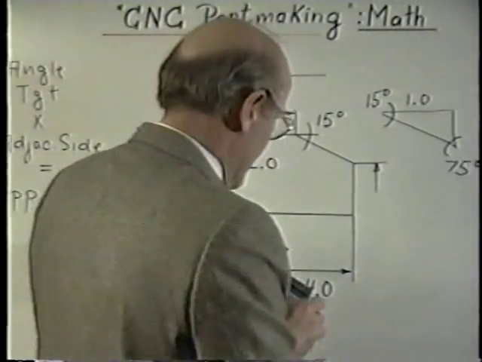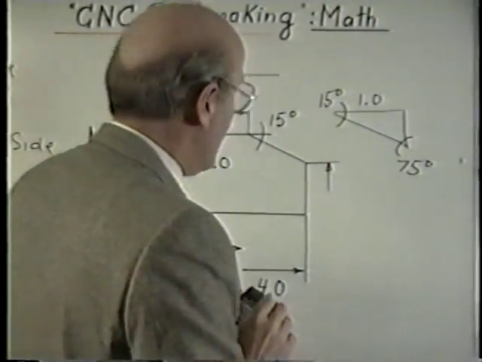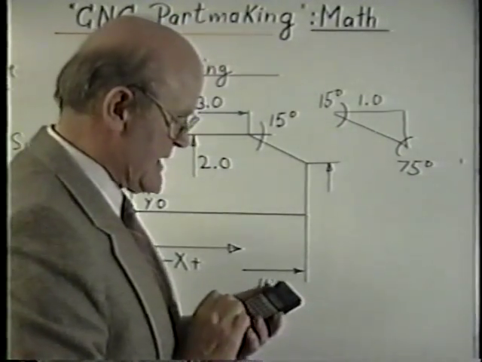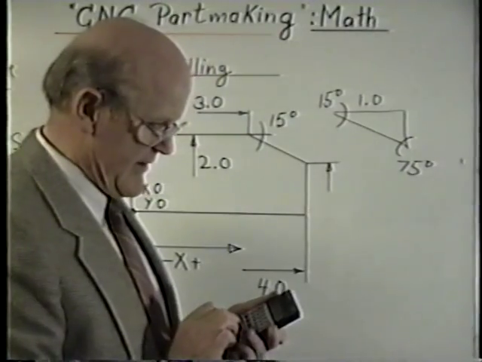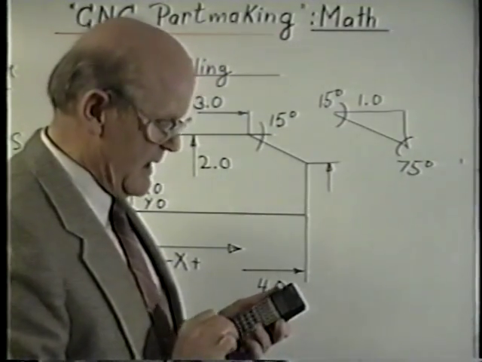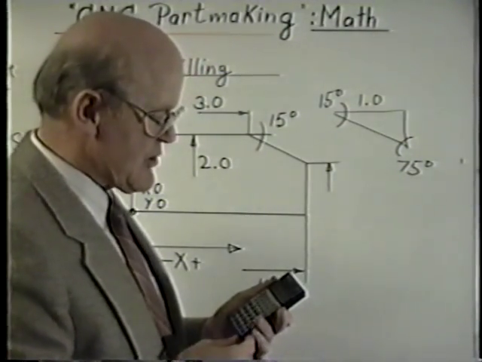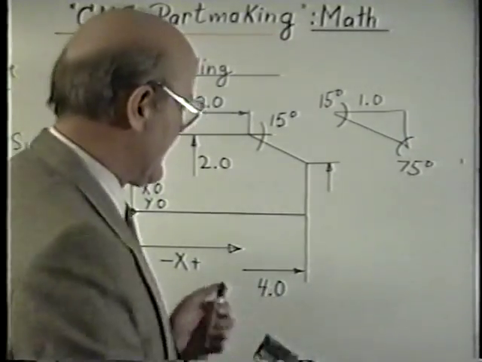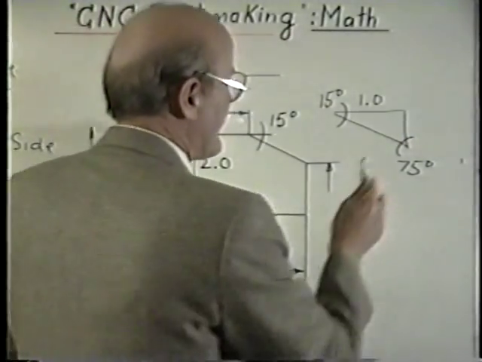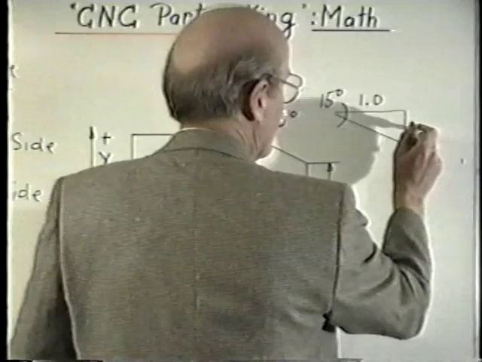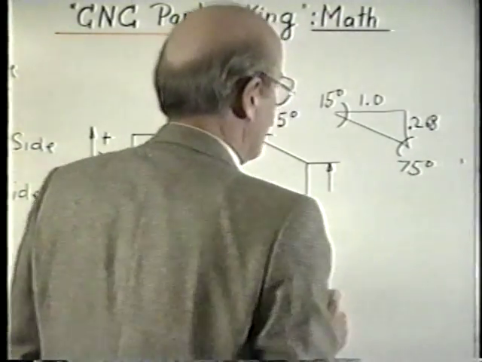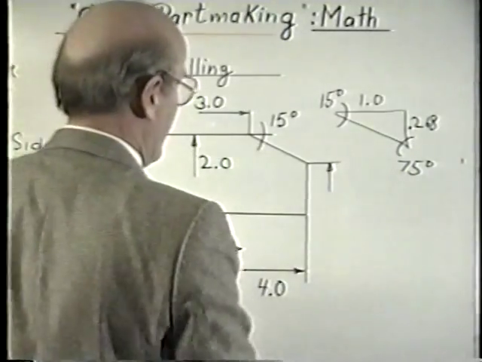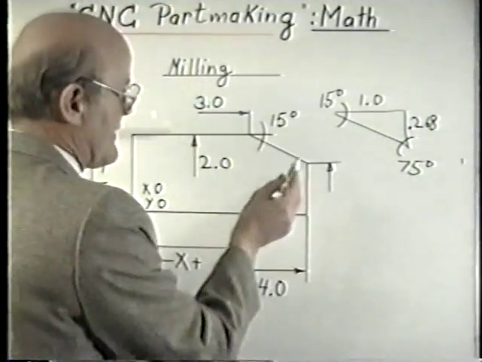And on my calculator now I will go through touching the keys in the proper order. It will be 15 tangent times 1 equals, and it is 268 thousandths. This side right here is 0.268.